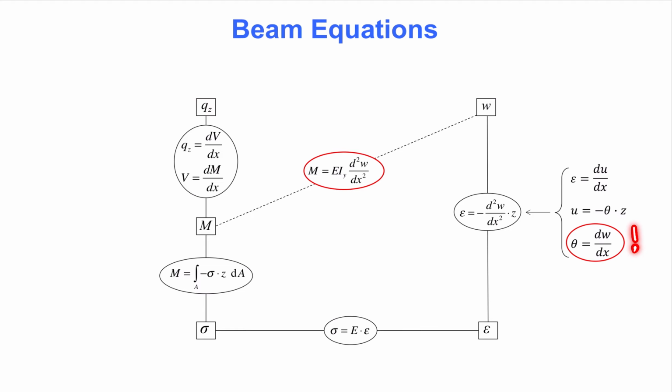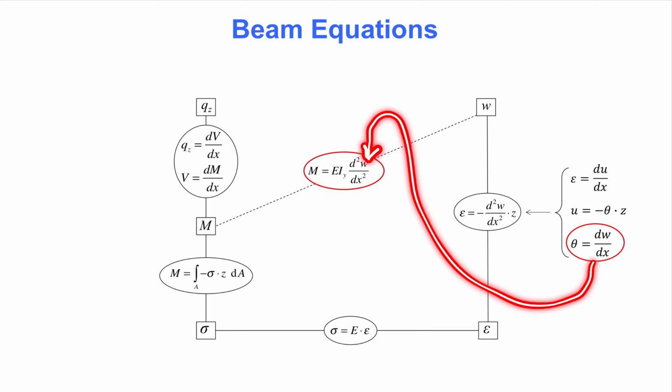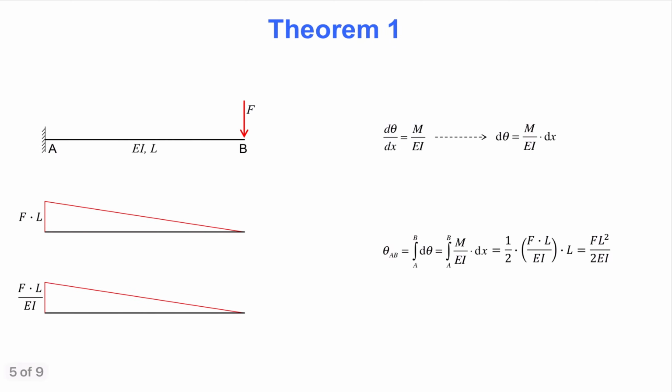Suppose we differentiate that equation with respect to x. We then find that the derivative of the rotation is the second-order derivative of the displacement. Now, let us substitute that second-order derivative into the other equation circled in red. We have then found that the derivative of the rotation is equal to m over EI. That is exactly the equation written at the top of the next slide.